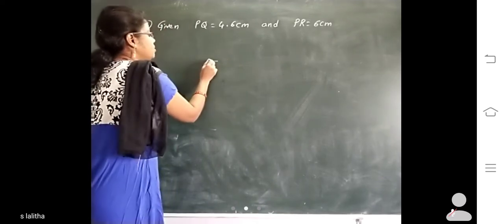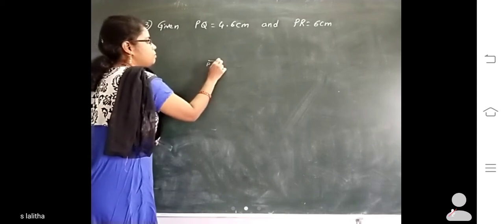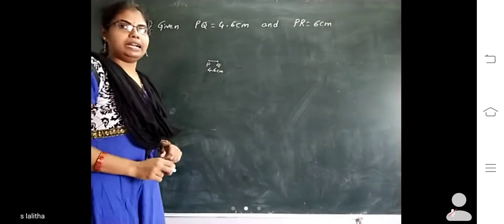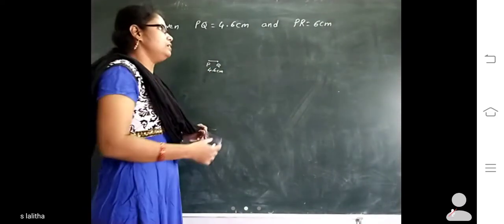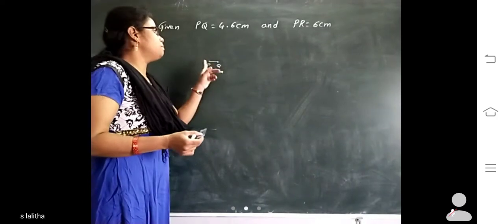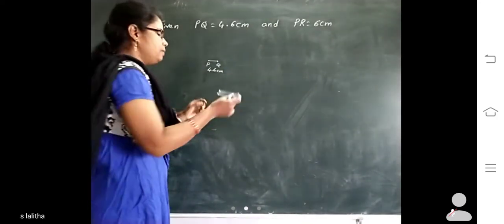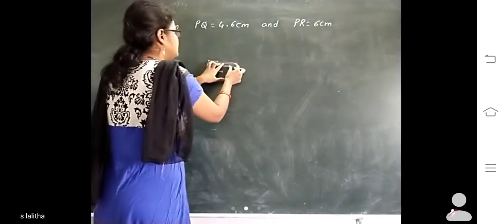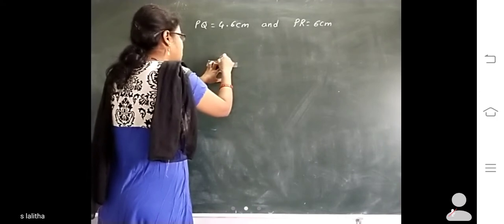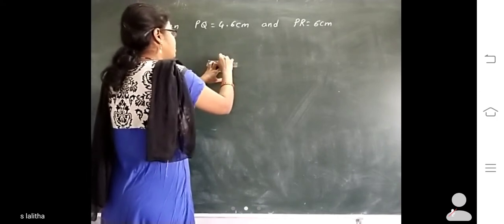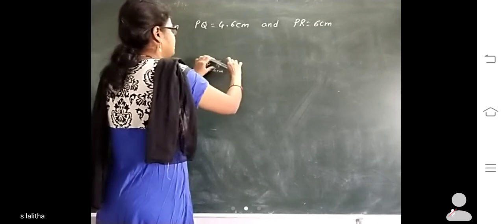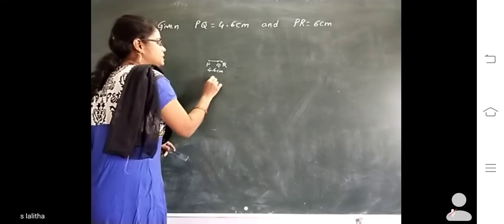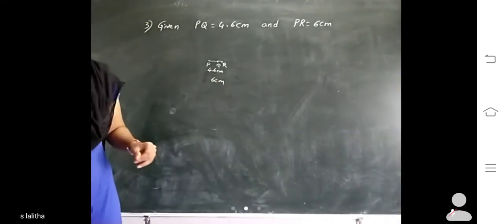Put the point P here and the point Q here. PQ is equal to how much? 4.6 centimeters. And then you have to extend the line such that PR is equal to 6 centimeters. So on P, 0, wherever it is 6, you have to put the point there. Then extend the line like this, and this point is R. So it will be 6 centimeters. Write it like that.